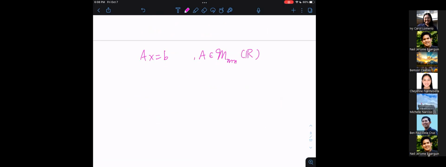So that's where it comes from. And then our vector of unknowns is basically an N by 1 matrix, or an N by 1 vector. And the right-hand side is actually an M by 1 matrix or an M vector, all right? So paano tayo magsosolve kapag ganito yung nangyayari?